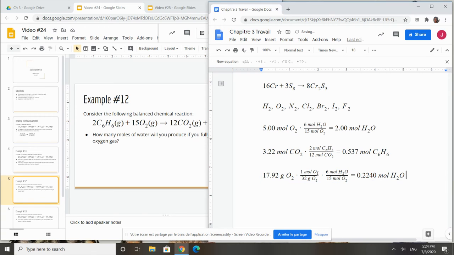One thing that commonly confuses students is when a problem says produces or consumes, and there are experimental reasons why it says that, but it doesn't actually affect the way that you do the problem.